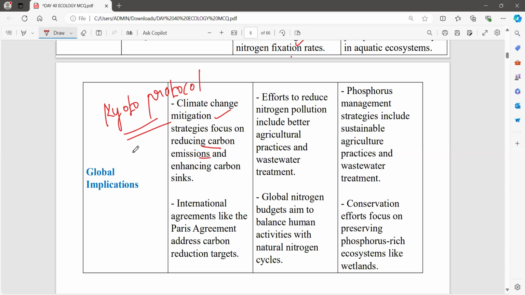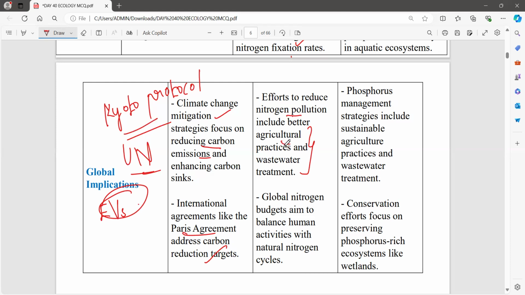It is not our local government, it is entirely the world government, the UN. They are focusing on reducing carbon levels by introducing electric vehicles. Like that, the Paris Agreement addresses the carbon reduction target. So these are all measures taken to reduce carbon levels and to reduce nitrogen pollution.